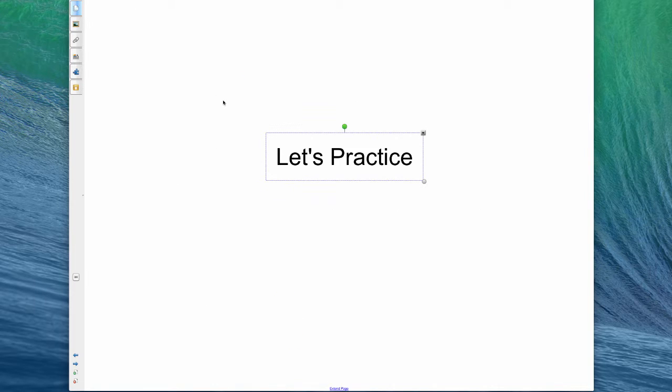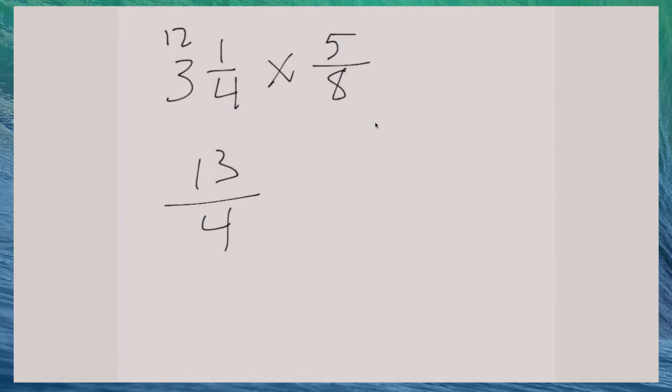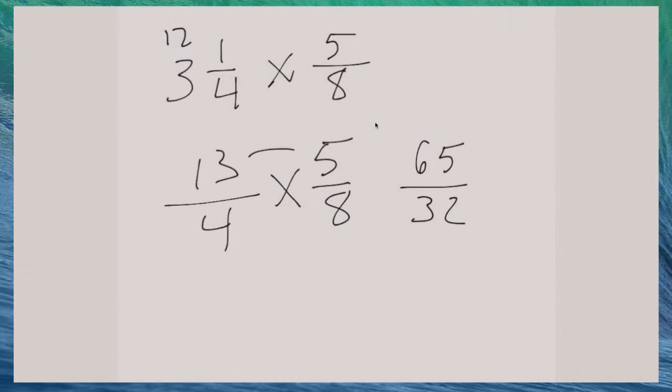Let's go ahead and get some practice with multiplying mixed numbers and fractions. Let's go ahead and start with 3 1/4 times 5/8. So I've got 3 times 4 gets me 12, plus 1 gets me 13 over 4 times 5/8. Now I'm going to go ahead and multiply my numerators. 13 times 5 gets me 65. 4 times 8 gets me 32.